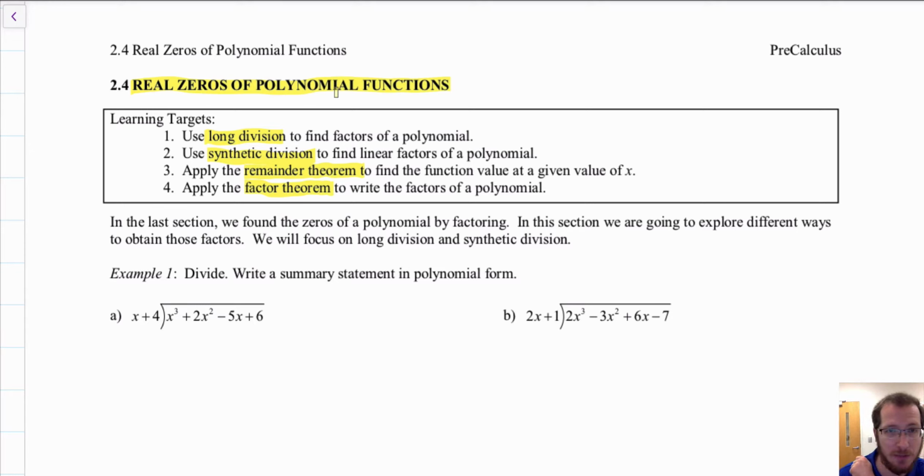In a previous lesson, we talked about finding the roots of a polynomial function that is in factored form. So what happens if it's not in factored form? What happens if it's in standard form or something else? So that's what we're going to tackle in this lesson. So we're going to start off by reviewing how to divide polynomials, how to find those factors.